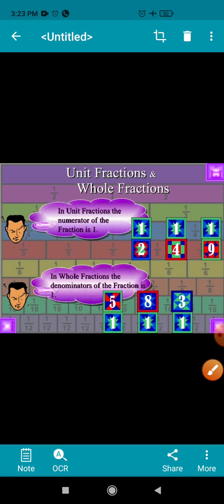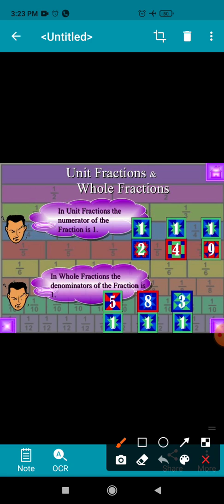And children, next one is unit fraction. In unit fraction, you can see numerator is 1. 1 by 2, 1 by 4, 1 by 9, all are unit fractions because numerator is 1.